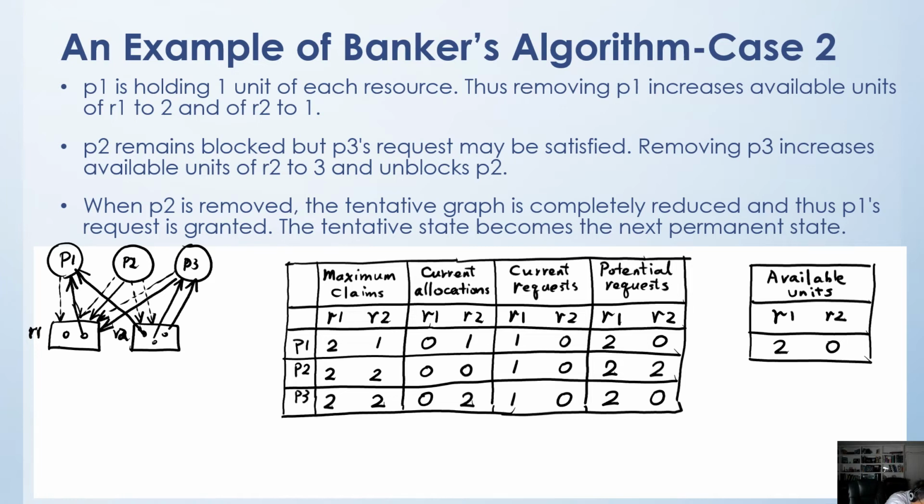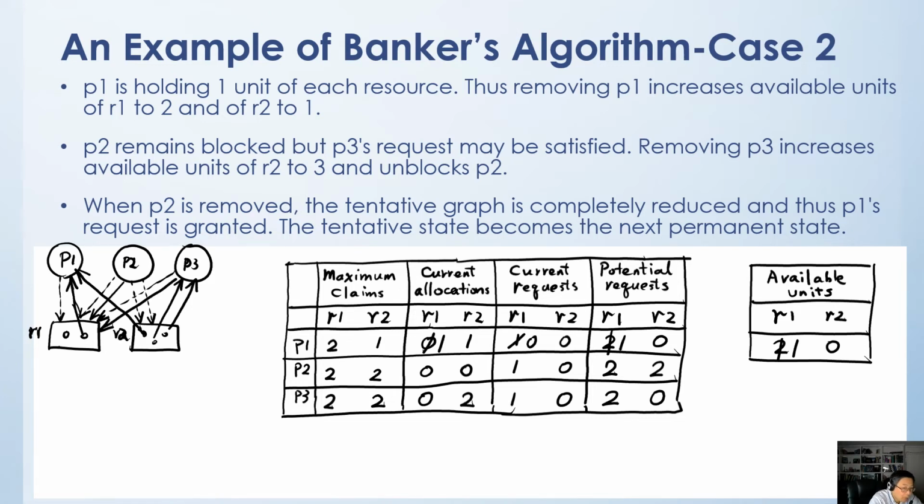Okay, so in that case, we also change the corresponding data, right? Because the resource for R1 is changed back to 1, and for P1, the current allocation was 0 for R1, but now it's 1. The current request for R1 is changed to 0, and the potential for R1 is 1 because P1 already acquired 1 unit of R1, so there's potentially only 1 more request. Okay, so that's a new state.